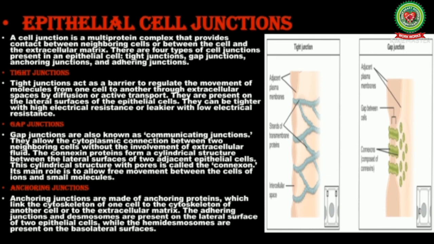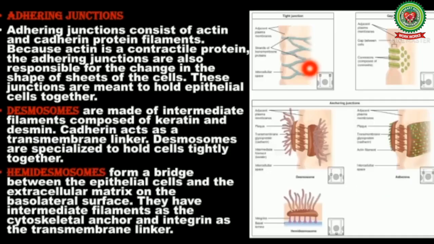Next is anchoring junctions. Anchoring junctions are made of anchoring proteins which link the cytoskeleton of one cell to the cytoskeleton of another cell or to the extracellular matrix. The adhering junctions and desmosomes are present on the lateral surfaces of two epithelial cells, while the hemidesmosomes are present on the basolateral surfaces.